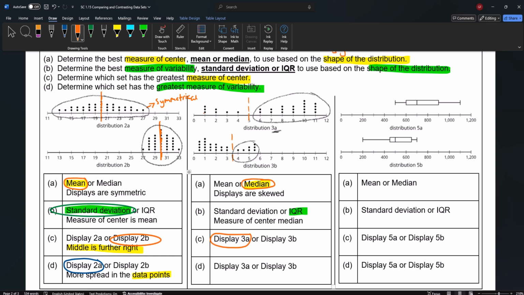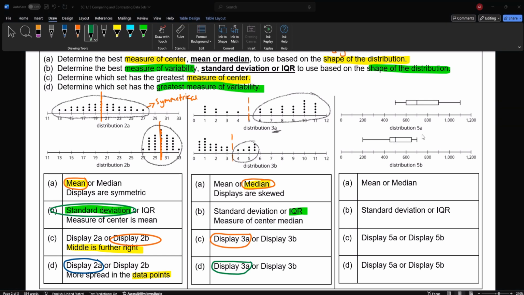Determine which set has the greatest measure of variability, and this is very simple, right? We want to make sure that we're looking at the spread of the dots in total. If we take a look at distribution 3A, most of our dots are spread throughout, meaning that distribution 3A has the greatest measure of variability.